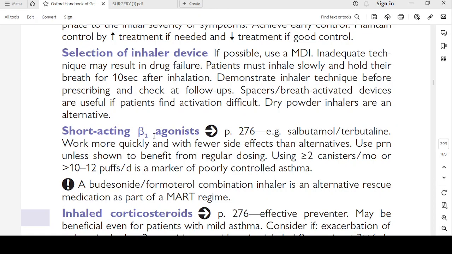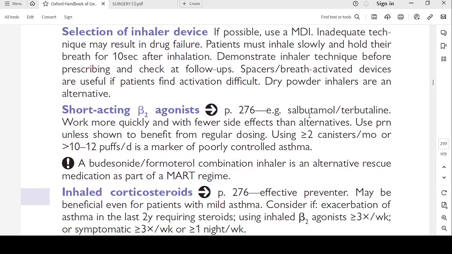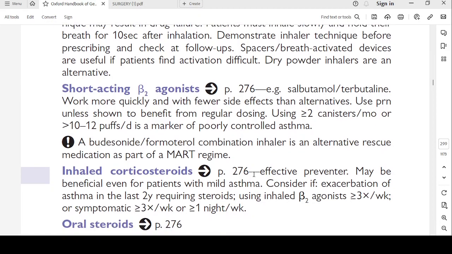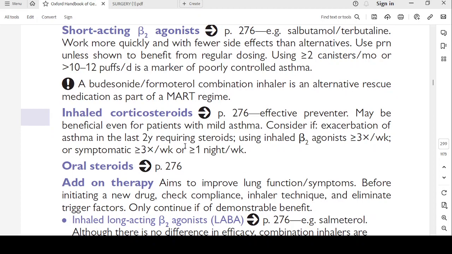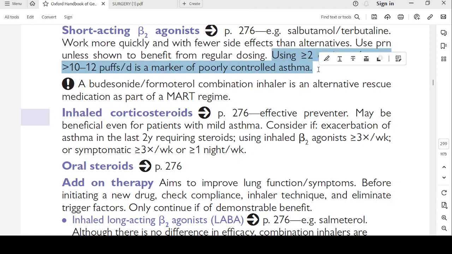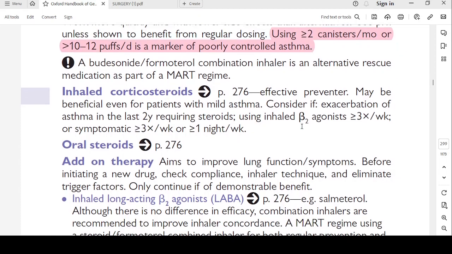Short-acting beta 2 agonists, for example salbutamol, terbutaline, SABA. They work more quickly and with fewer side effects than alternatives. Use PRN unless shown to benefit from regular dosing. Use of more than 2 canisters per month or more than 10 to 12 puffs per day is a marker of poorly controlled asthma. Step up the dose. Budesonide or formoterol combination inhaler is an alternative rescue medication as a part of the MART regimen. See, wherever formoterol is used, it is a part of the MART regimen.